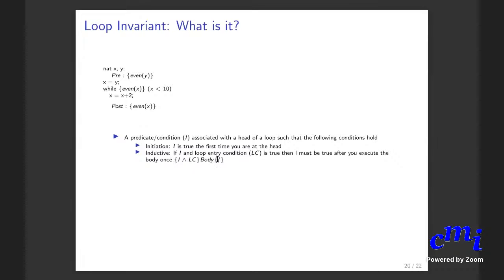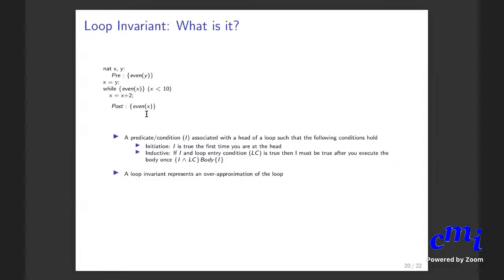And then you have to prove one other condition which I have not shown here, the exit condition, which I will show when I illustrate this example further. It is that if the invariant holds and the negation of the entry condition holds, that is I and not LC, implies the post, which is a simple formula that you will have to prove. So that is the idea. I hope you understand. Is there any doubt?